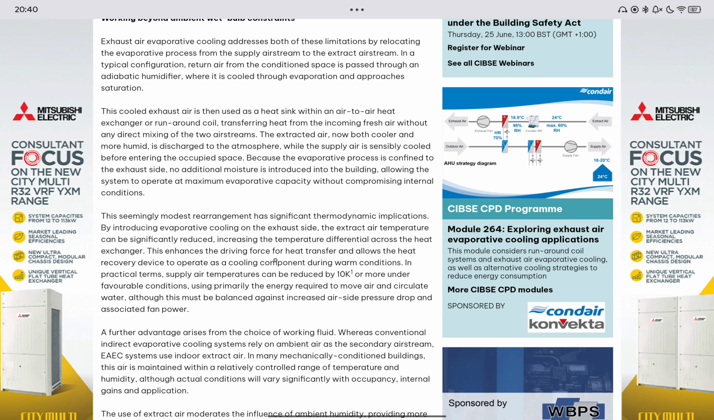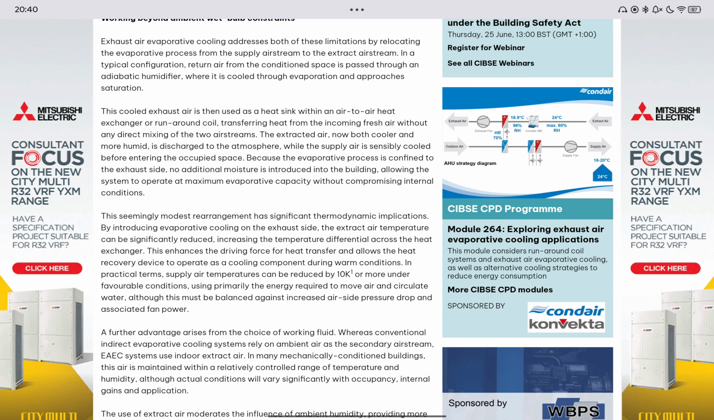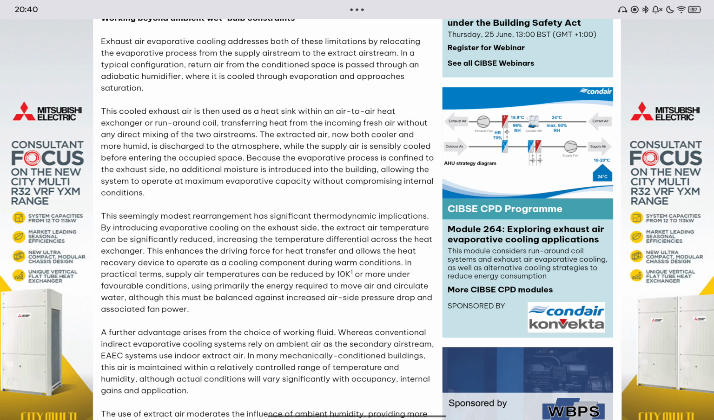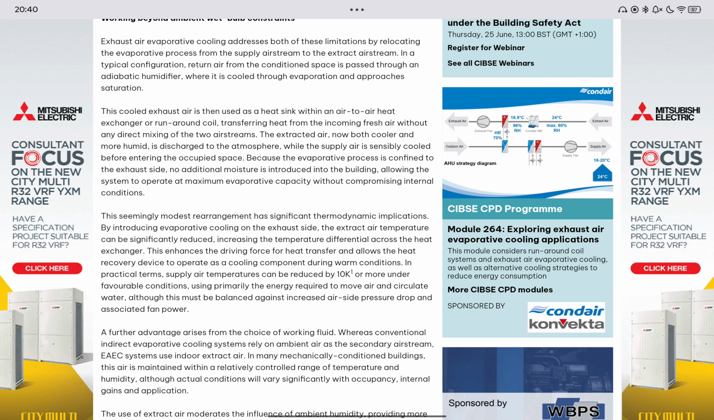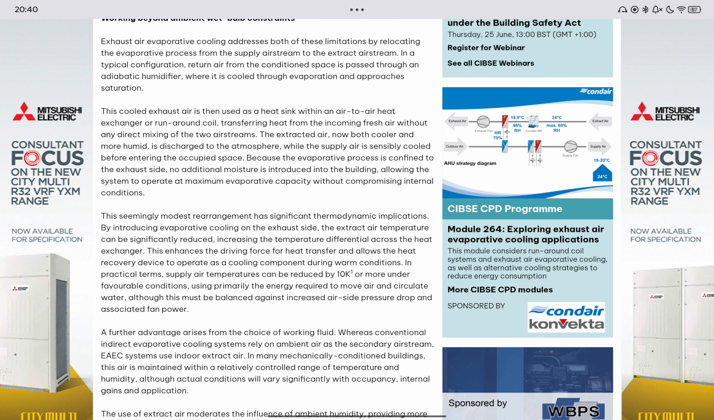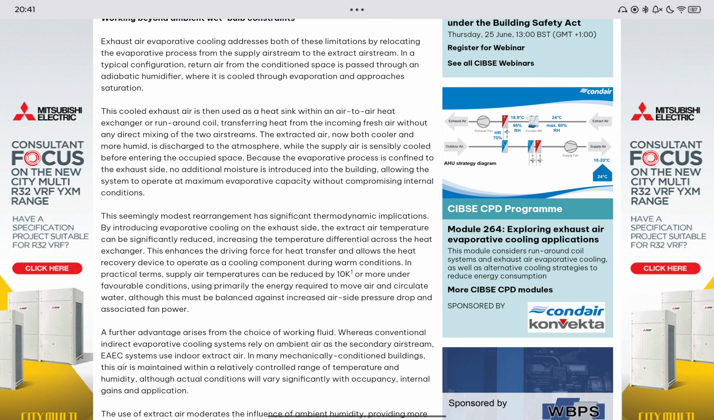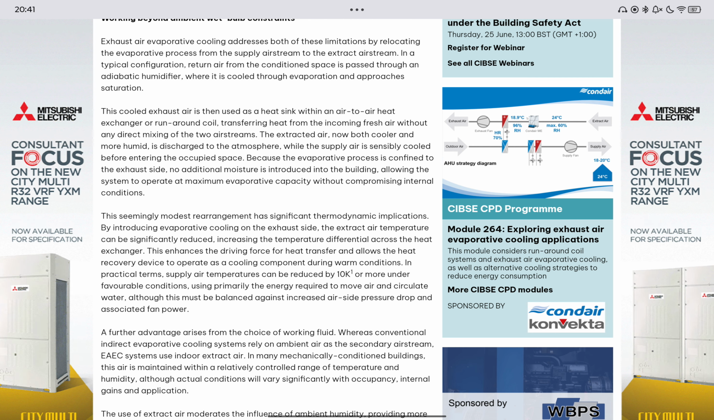This cooled exhaust air is then used as a heat sink within an air-to-air heat exchanger or runaround coil, transferring heat from the incoming fresh air without any direct mixing of the two airstreams. The extracted air, now both cooler and more humid, is discharged to the atmosphere, while the supply air is sensibly cooled before entering the occupied space. Because the evaporation process is confined to the exhaust side, no additional moisture is introduced into the building, allowing the system to operate at maximum evaporative capacity without compromising internal conditions.